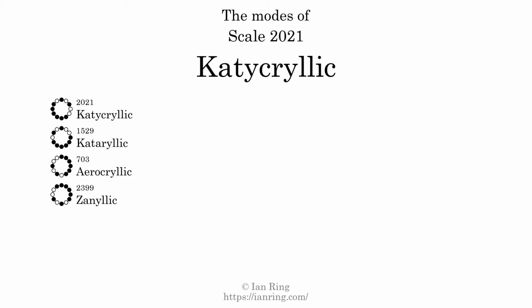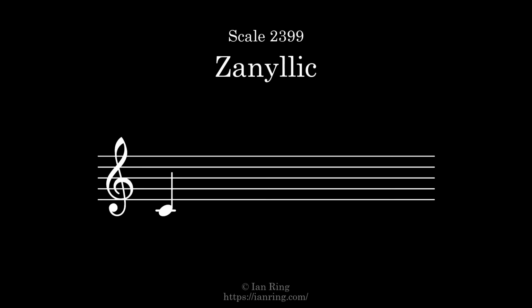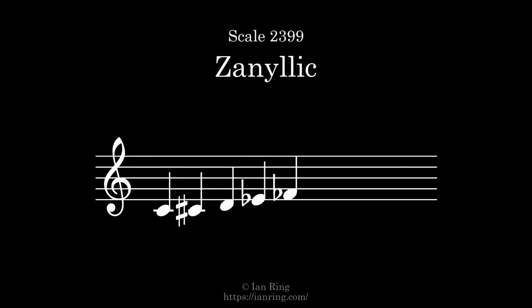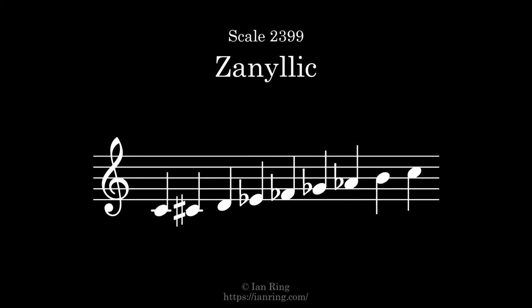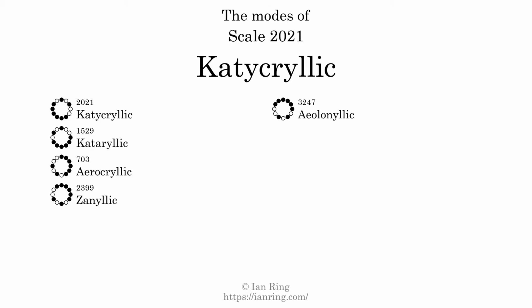The fourth mode is scale 2399, also known as xenilic. It sounds like this. The fifth mode is scale 3247, also known as elanilic. It sounds like this.